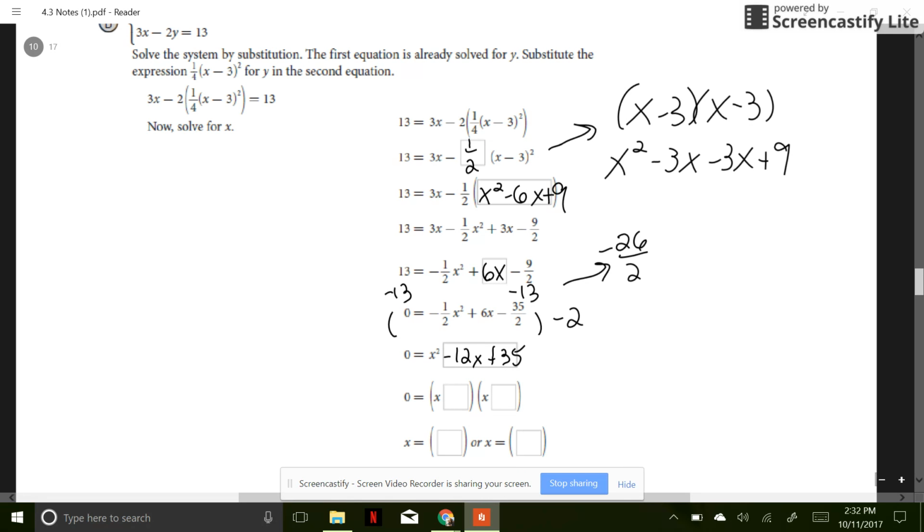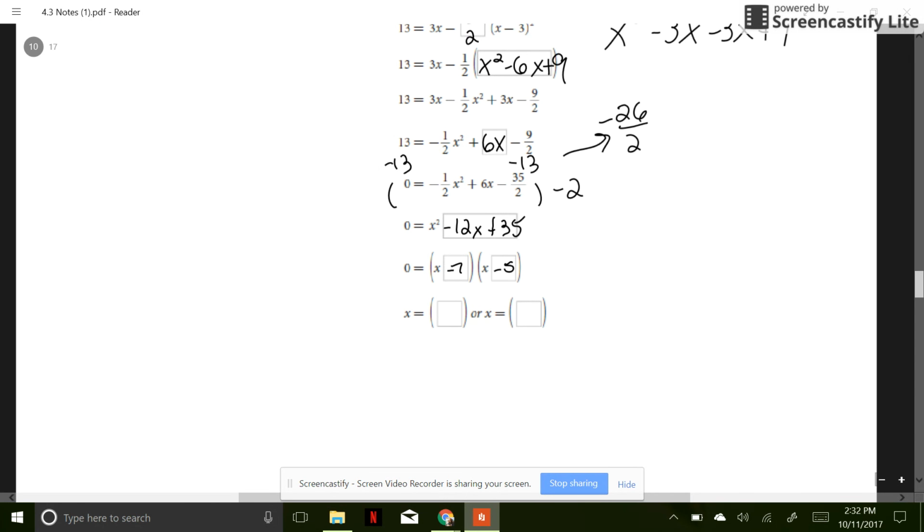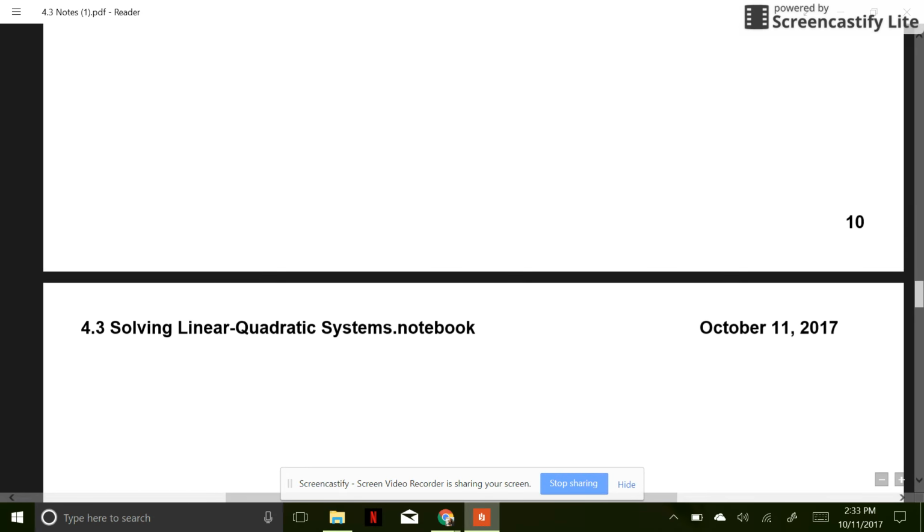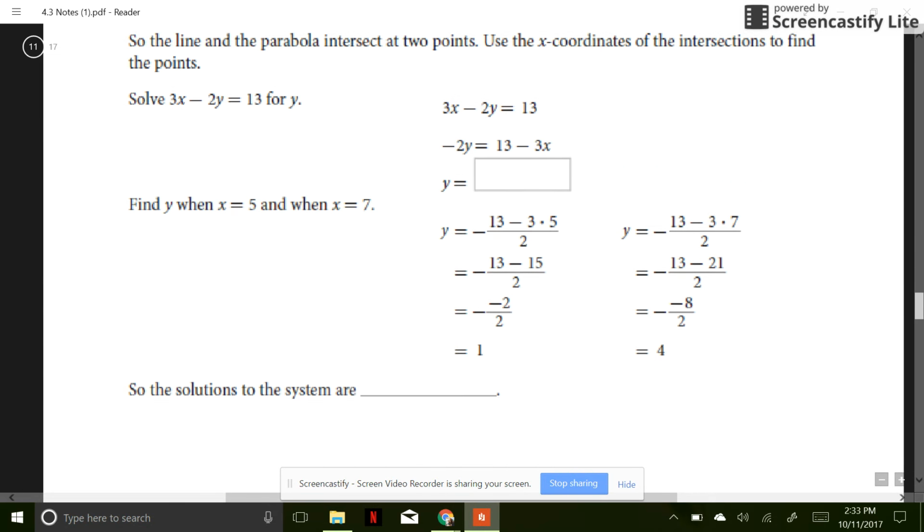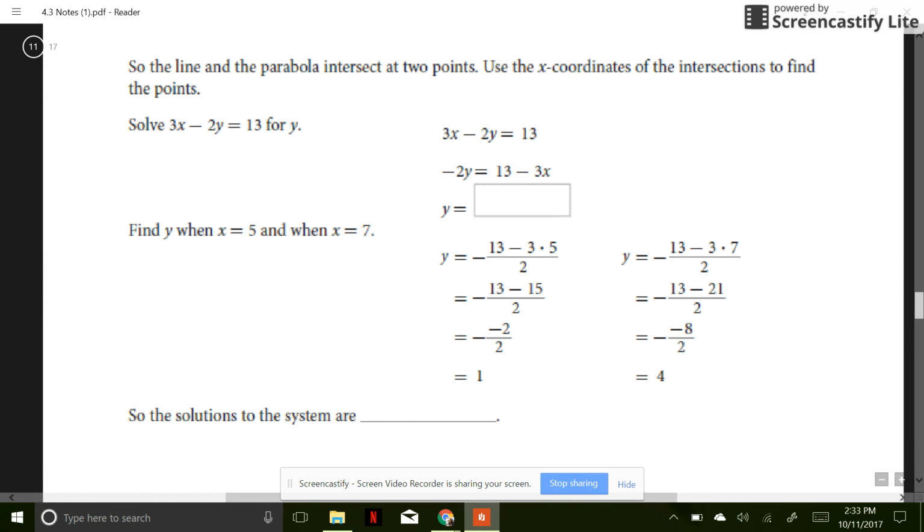Now we're in luck. This factors. Two terms that multiplied get 35 and add to get -12 would be -7 and -5. So setting each of those pieces equal to 0, we should find that x is equal to +7 or x is equal to +5. So we're not quite done. Those are telling us the x coordinates of our intersections. So now we will have to plug those back in to find our values for y.